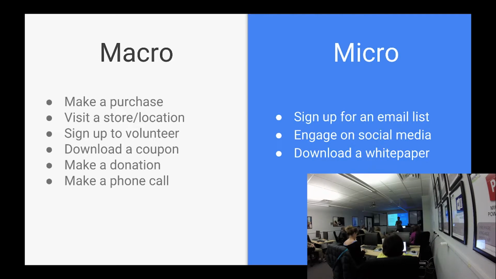That's the closest thing to revenue for your business. If it's direct revenue, great. Or it could be a lead gen site, where maybe it's filling out a contact form, something like that. Then I also have micro conversions. A micro conversion might be signing up for an email list, engaging on social media, or downloading a white paper. This is something where we're not necessarily making a purchase, but it's on the way. They're giving us permission to market to them in the future. Does that make sense?